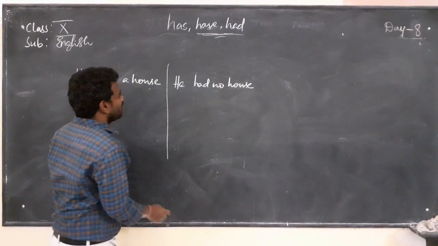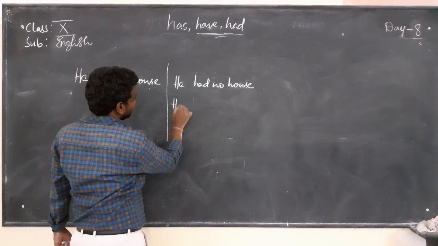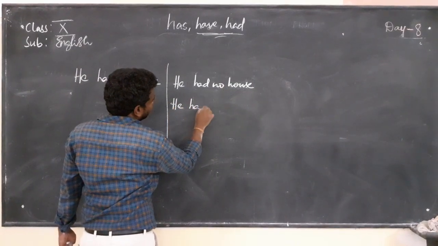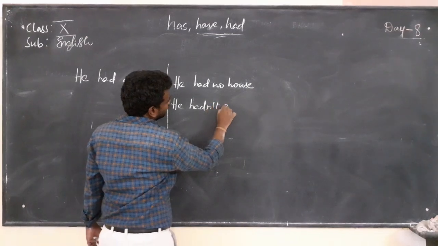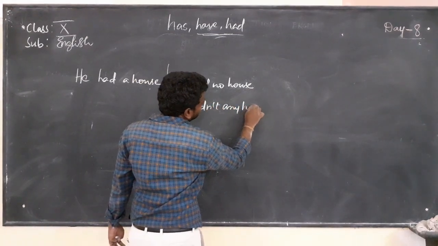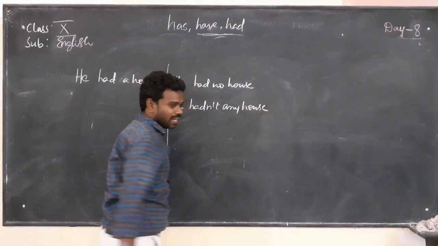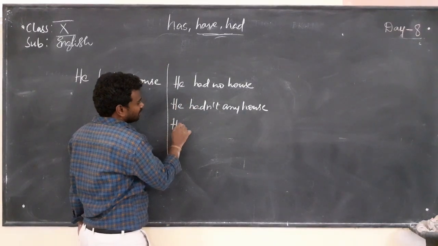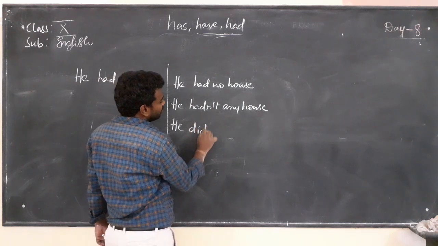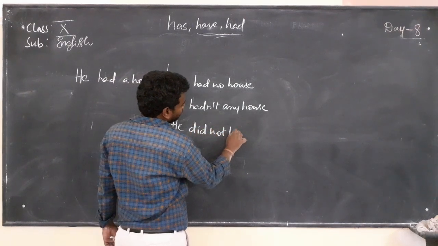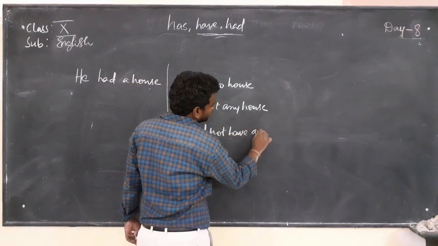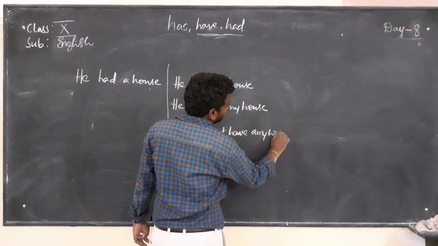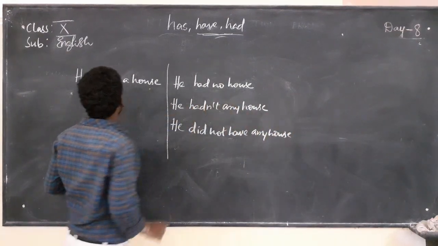No house. And also, for example, he hadn't any house. So now here, another way also we can write: he did not have any house. So now here I told you, right?